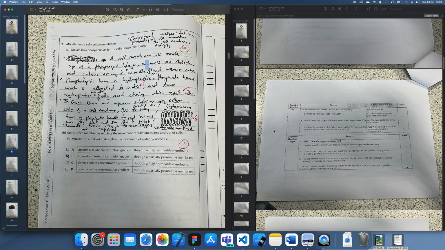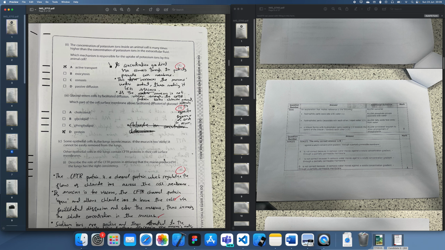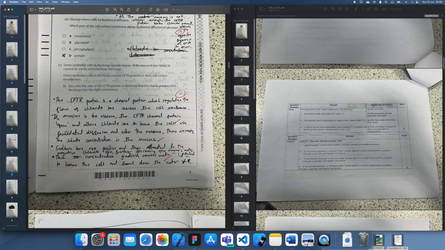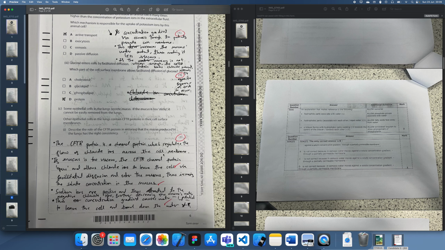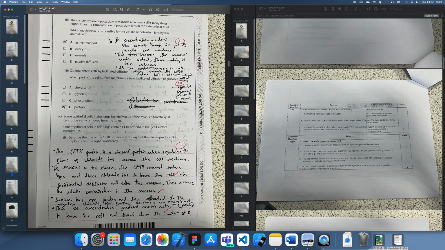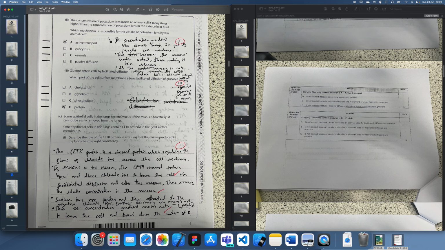So I knew movement of water by osmosis is down a water concentration gradient, which is the same thing as against the solute concentration gradient. And yeah, I was able to secure full marks, I believe, on this question. So yeah, that was quite good. It's relatively easy, just simple stuff.